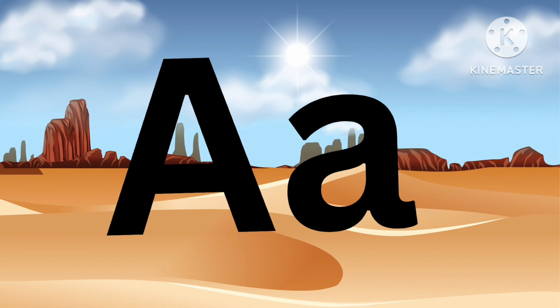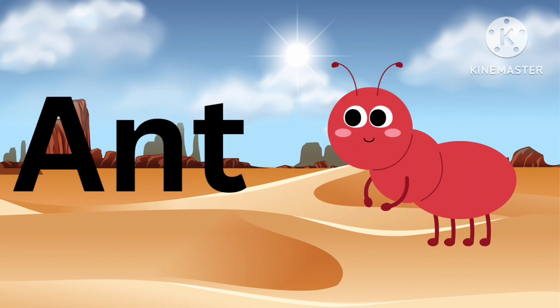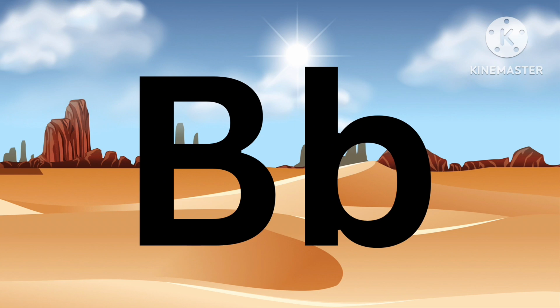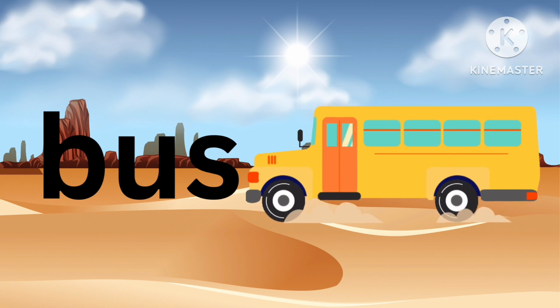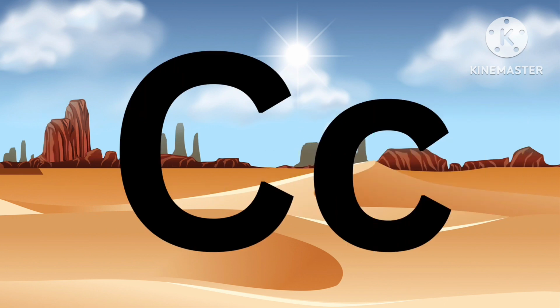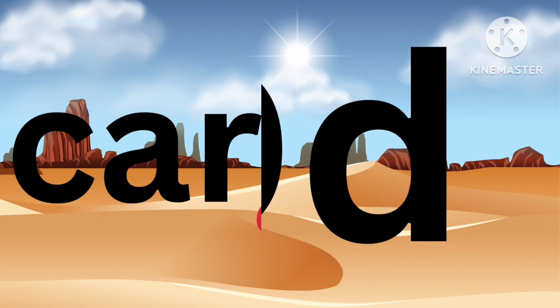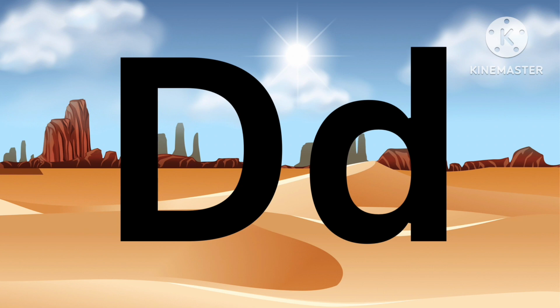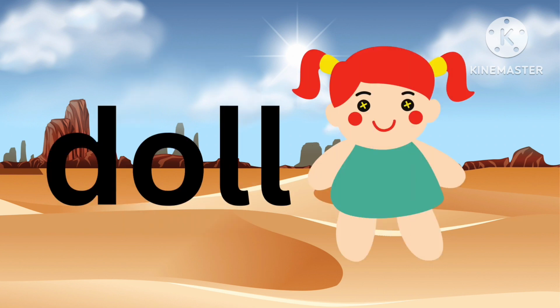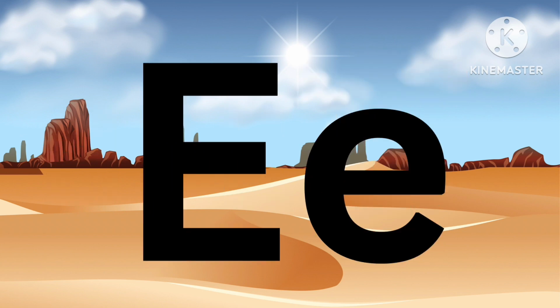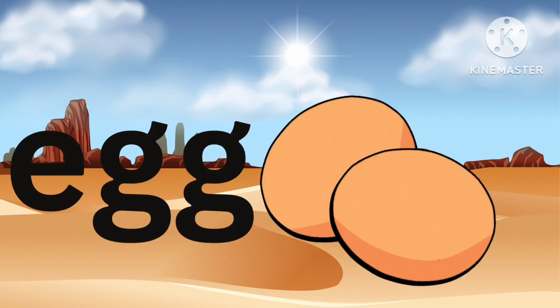A. A for ant. B. B for bus. C. C for car. D. D for dog. E. E for egg.